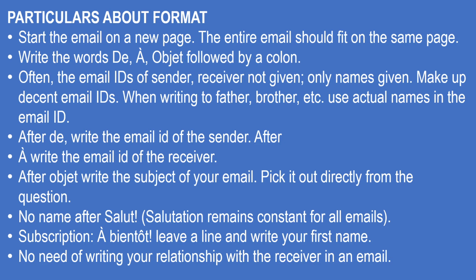Now what happens sometimes in the question paper, you are only given the name of the person writing the letter and the name of the person receiving the letter. So what do you do in that case? You do not simply write their names against de and à. You will have to make up an email. And how do you make up an email? You can put the name with some numbers or with some letters or with a surname at gmail.com. That is how you make up a fictitious email ID.